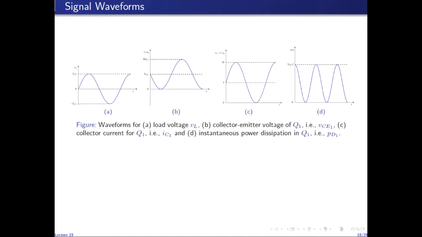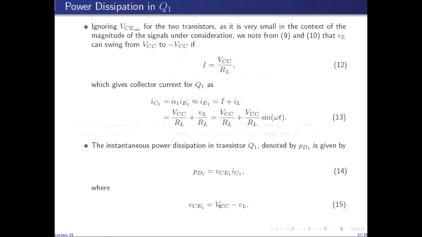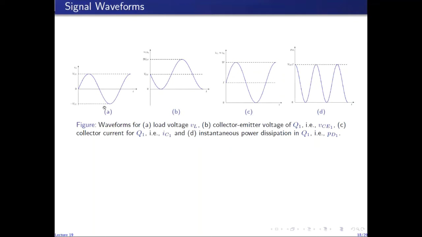So plotting these equations, like I said, I've assumed the input signal to be sinusoidal and the class A amplifier to be linear. So the output is sinusoidal, swinging from VCC to minus VCC. VCE1 is given by flipping this waveform: minus VL plus VCC. So I have flipped this and then added VCC to it. So the DC value of VCE1 is VCC, and it has an inverted waveform relative to VL.